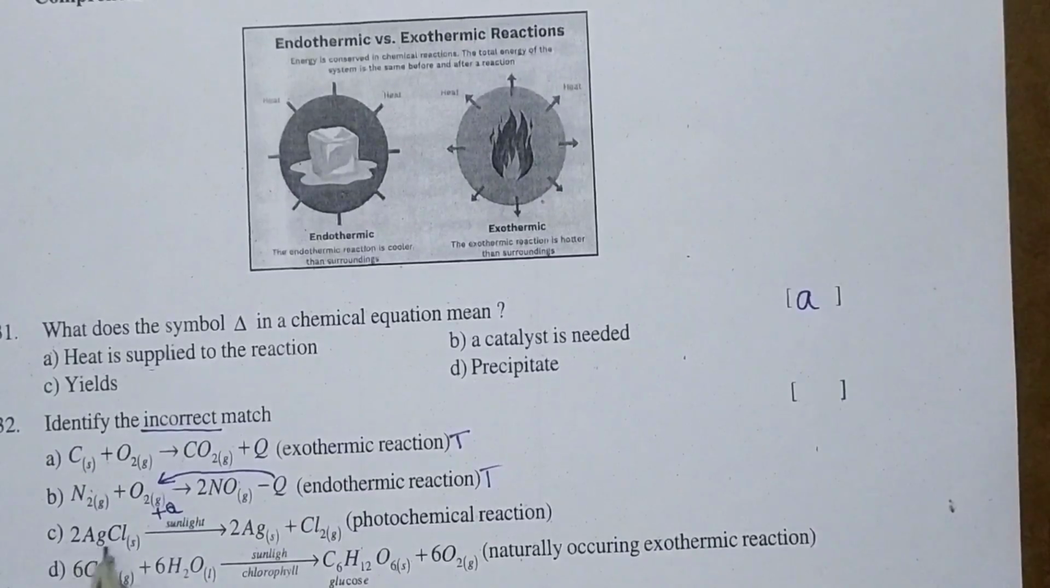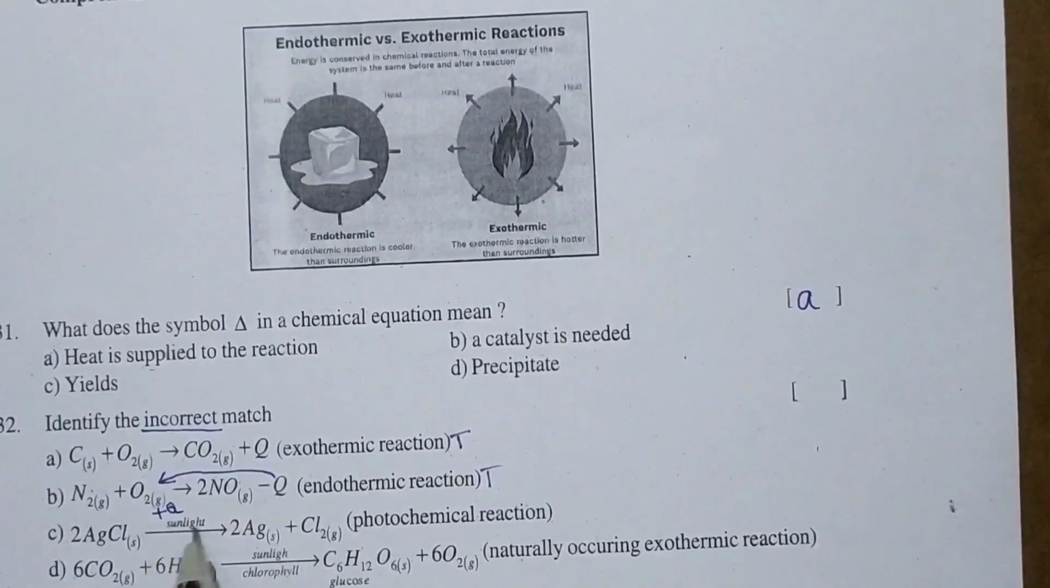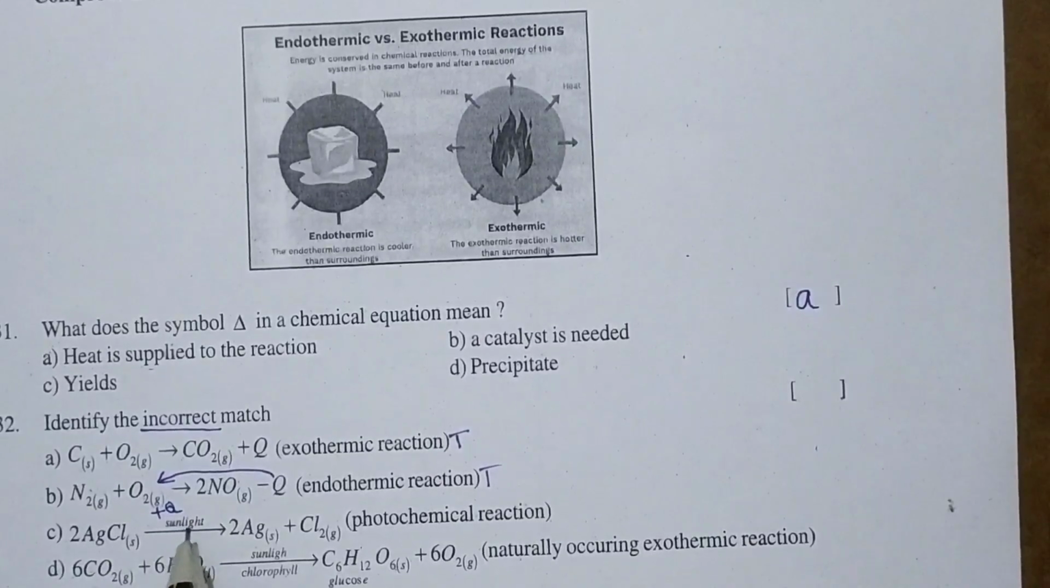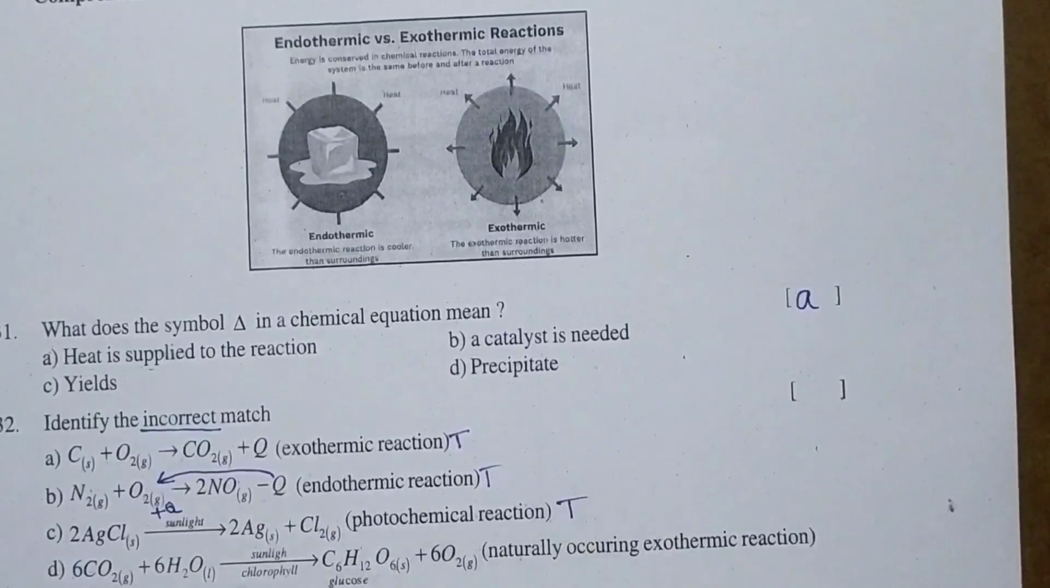Now AgCl under sunlight becomes Ag and Cl2. So silver chloride will become silver and chlorine. It is a decomposition reaction. Here, if any decomposition reaction takes place under sunlight, then that is called a photochemical reaction. So this is also true.